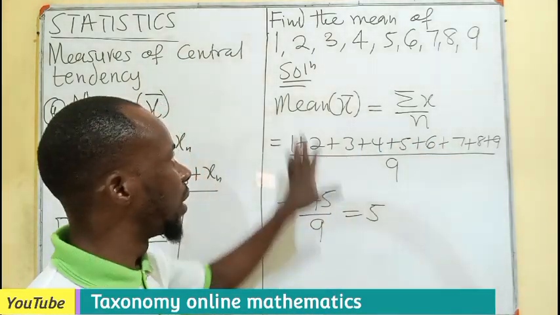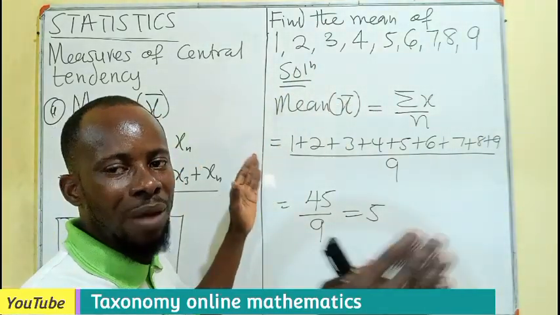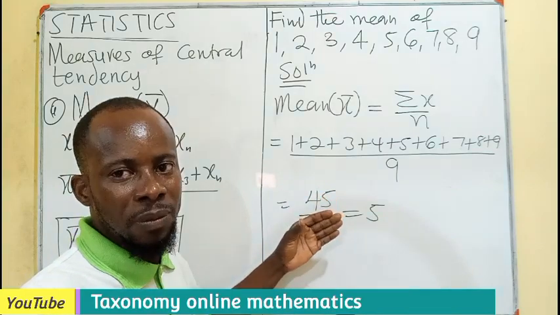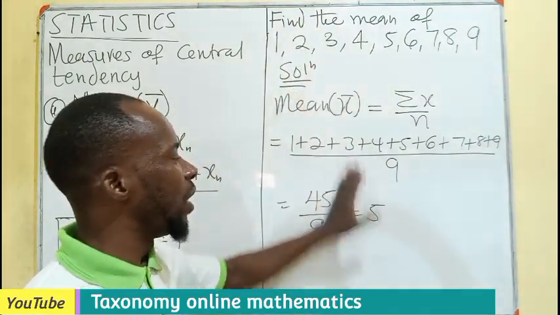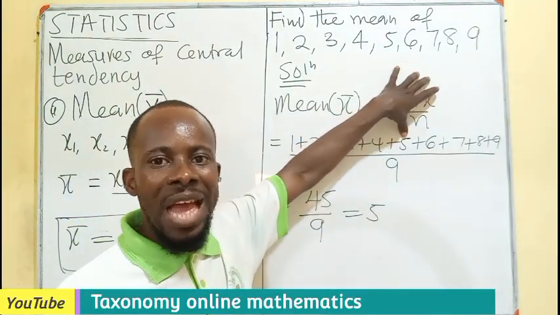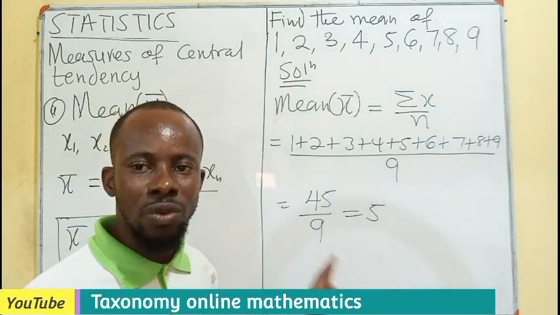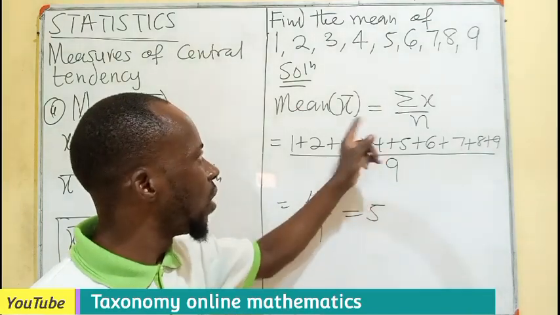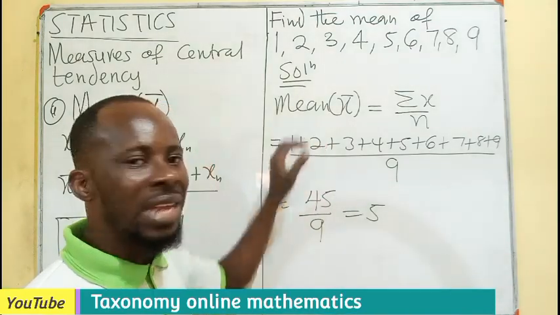So this calculation is for numbers that are limited, a range of numbers that are not that many, and this data is not grouped. So we can use sigma X over N in order to find the value of the mean. We can call it the mean, we can call it the average, we can also call it the arithmetic mean.